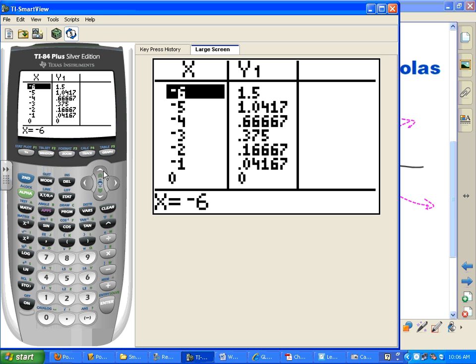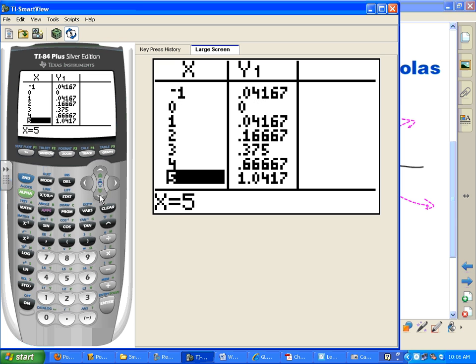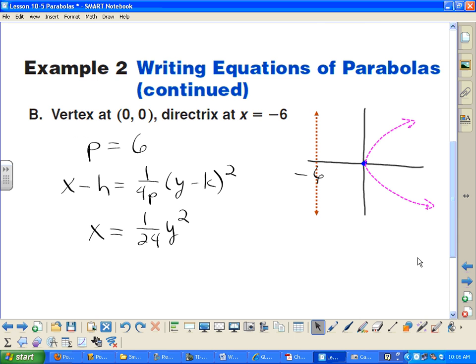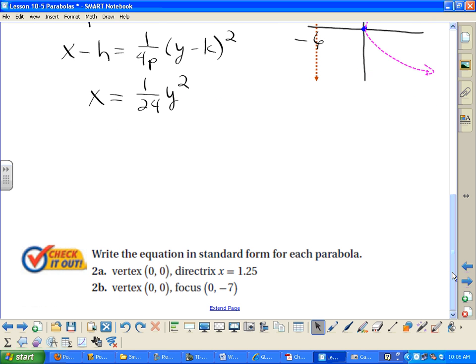1.5, -6. 0, 0, and 1.5, 6. I could put those 3 points on my graph and then draw my parabola, because we only need 3 points. Right, and we'll look at that more when we go to graph.